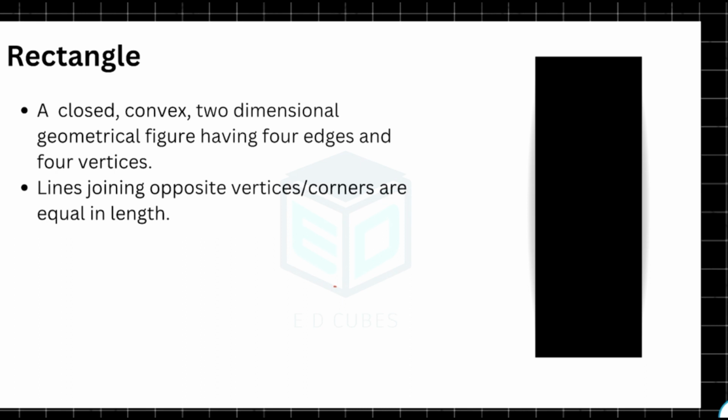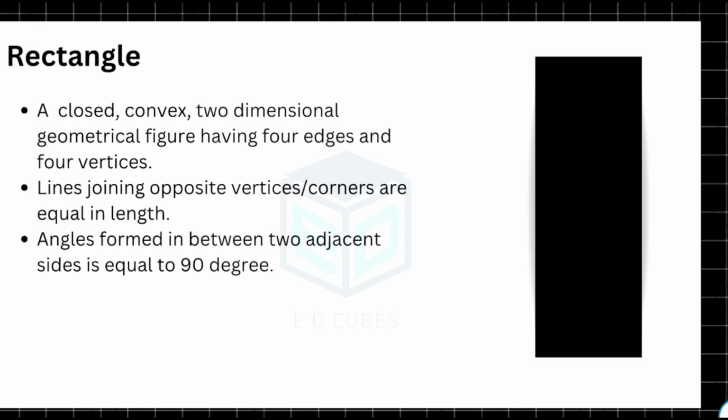So let's add something to it. Angles formed in between two adjacent sides is equal to 90 degree. That means this angle is 90 degree. This angle is 90 degree. This angle is 90 degree. This angle is 90 degree.